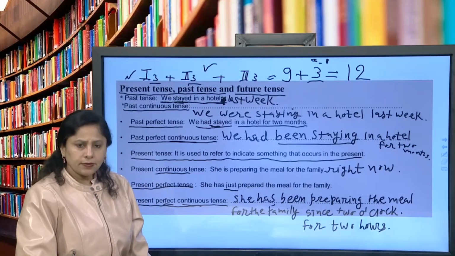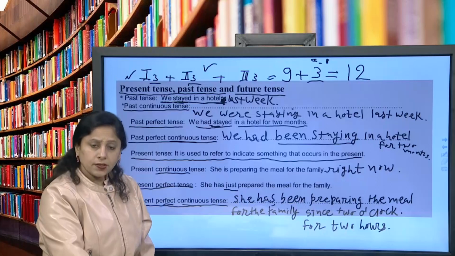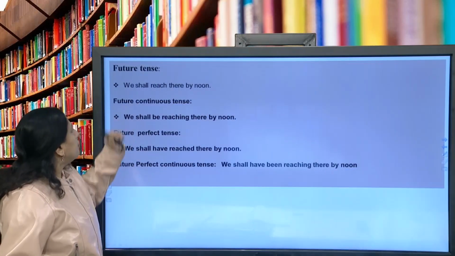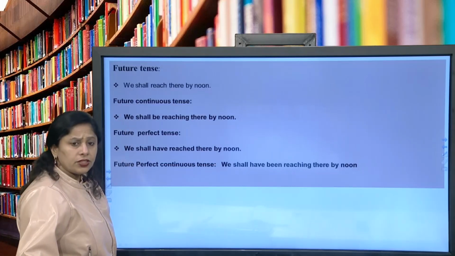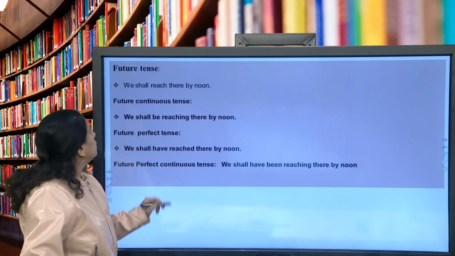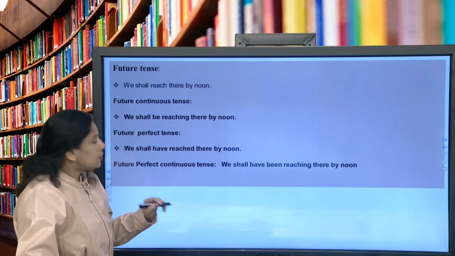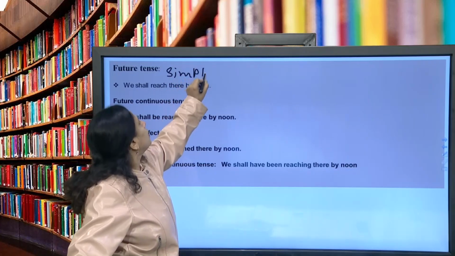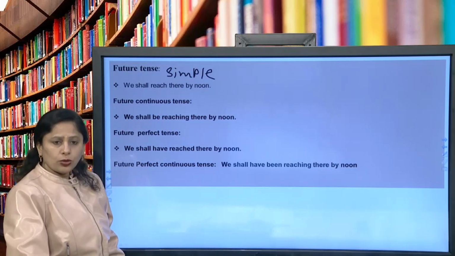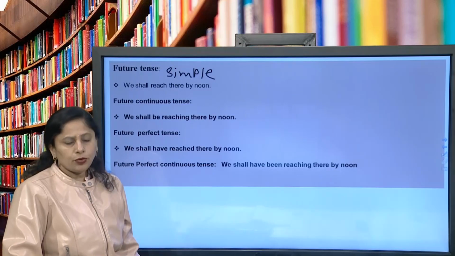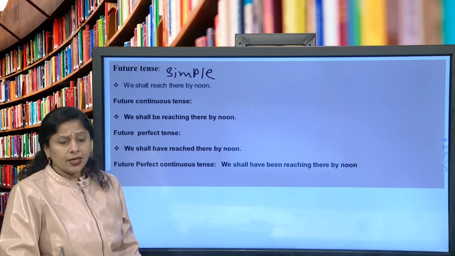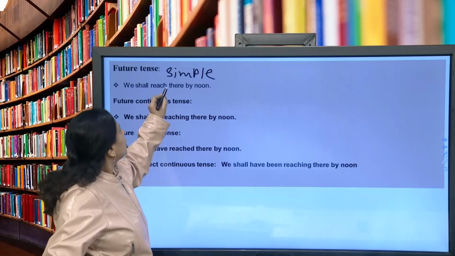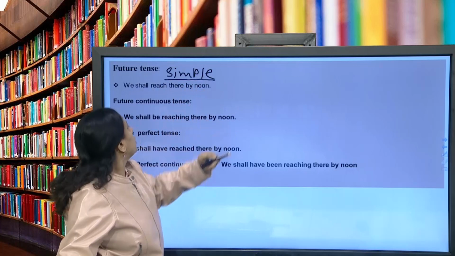All the three tenses, present tense, past tense and future tense, are going to be discussed over here in this session. Now this one is the easiest. We shall reach there by noon. The sentence of future, simple future tense. You can write the word over here, simple future tense. Of course, future tense is known as future tense only, but sometimes if you want to make it more clarified, as for example, simple present tense and simple past tense, then of course you can utilize the word simple future tense.